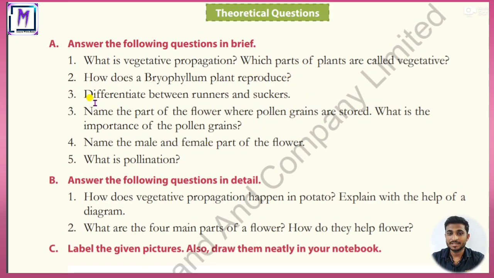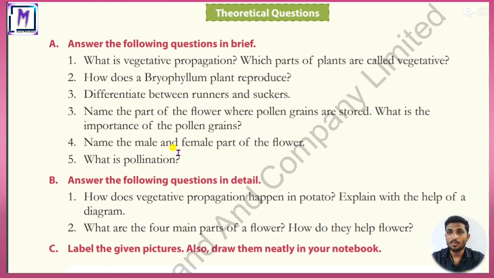Then the third question: differentiate between runners and suckers. As we have learned, strawberry is the example of a runner and mint is the example of a sucker. Just observe the diagram in front of you and see the difference. Runners grow horizontally above the soil while suckers grow horizontally but below the soil. This is the main difference between runners and suckers, and the examples are strawberry and mint.